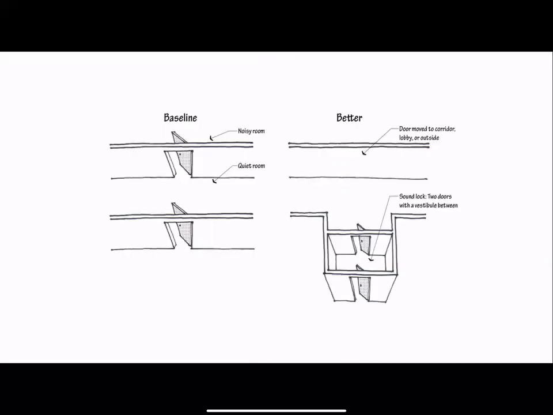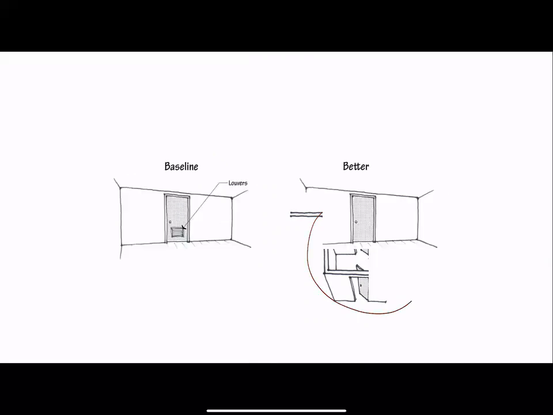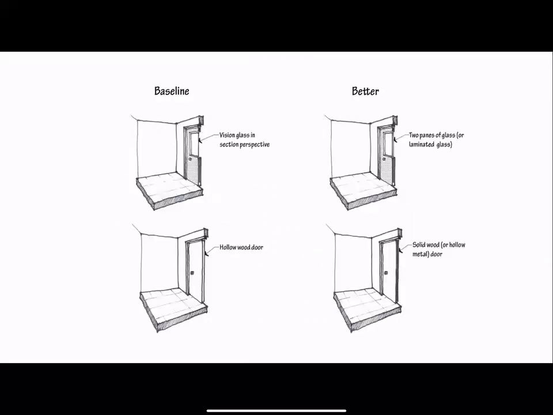Better than one good door, frankly, is two bad doors. So having two bad doors is better than one good door if you have a vestibule in between them. Don't want to have louvers in your doors. And we don't want to have windows in our doors, but if we're going to have windows in our doors, vision lights, we want to make sure that we have a double pane if it's a sensitive adjacency. Again, this is why, when you're laying out your rooms, you need to be thinking about this stuff right from the beginning.